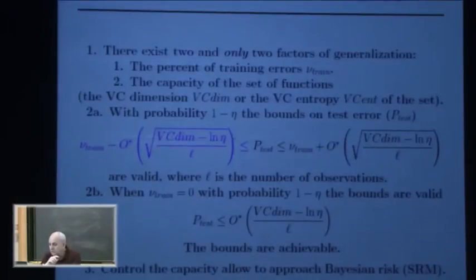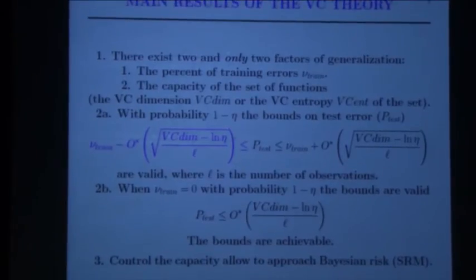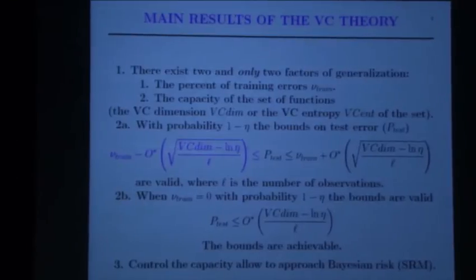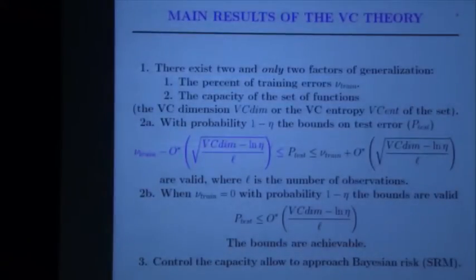And even more, with probability 1 minus eta, a bound was developed. You can see the bound, the upper bound and lower bound in blue. The upper bound says that the probability of test error for the function you pick from the set is less than the frequency of errors this function makes on your training data plus some known function, of order square root of (VC dimension minus logarithm eta) over L, with probability 1 minus eta. The most important part is that this function has order of magnitude square root of 1 over L.